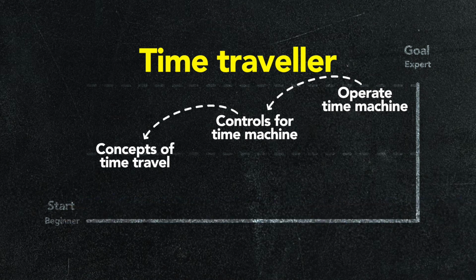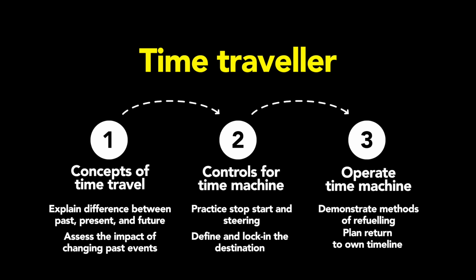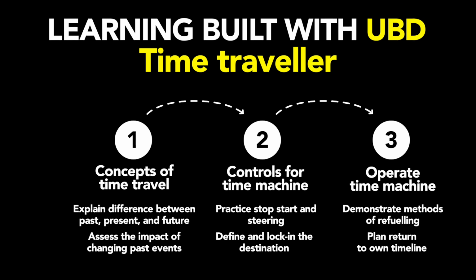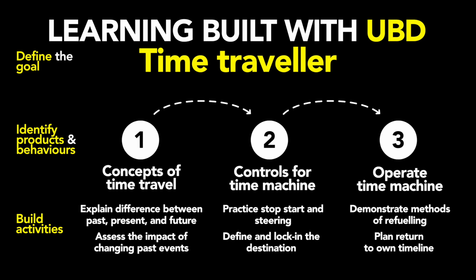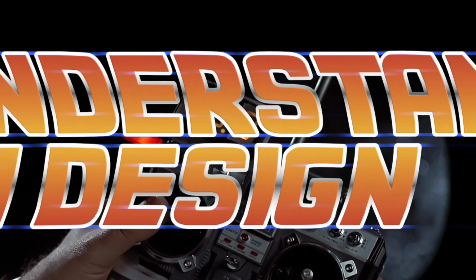What we're left with is the steps along with the order we have to do them in to operate our time machine. Then from this point, we're able to start building activities and content to help our learners build the skills required for each of these steps. And now you know how to create learning material without filler, using the Understanding by Design framework. This has been Understanding by Design in 100 seconds.